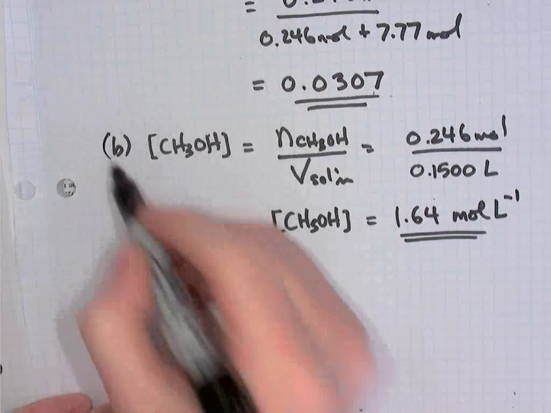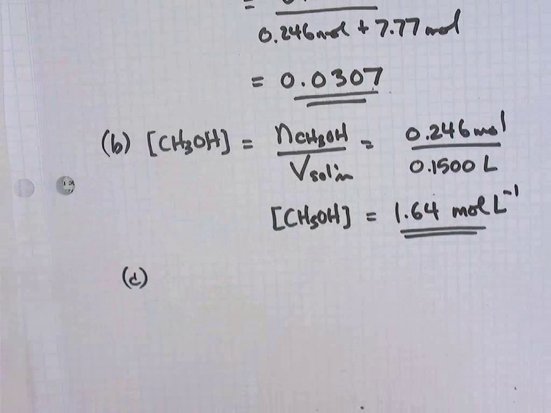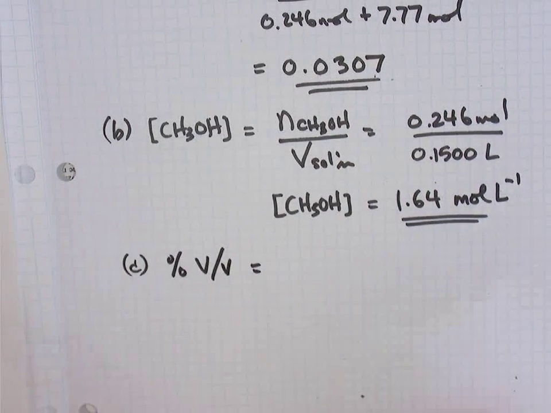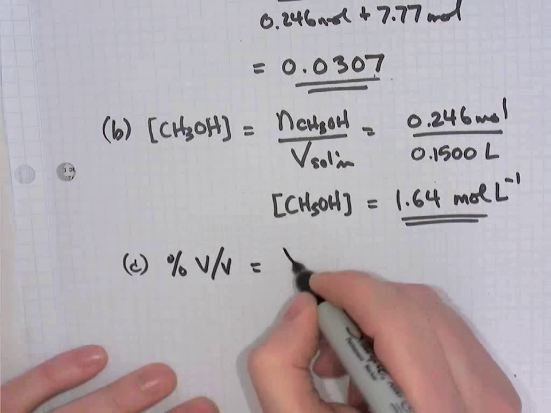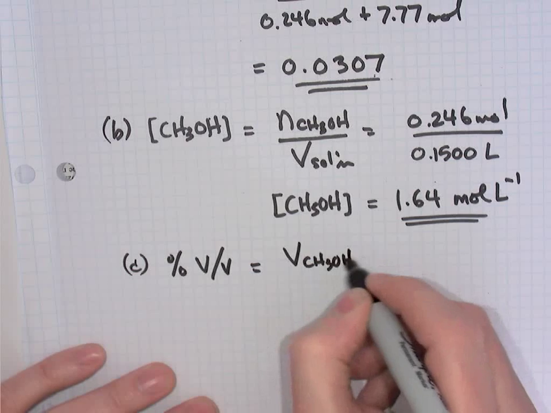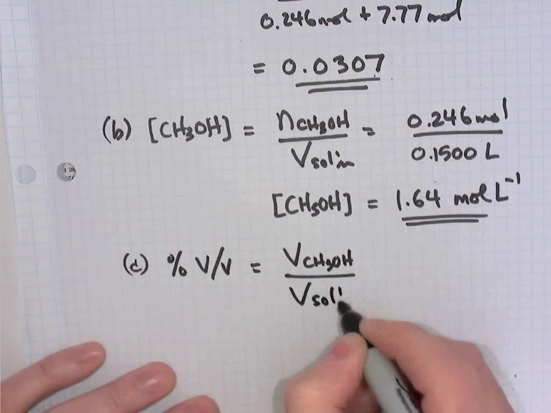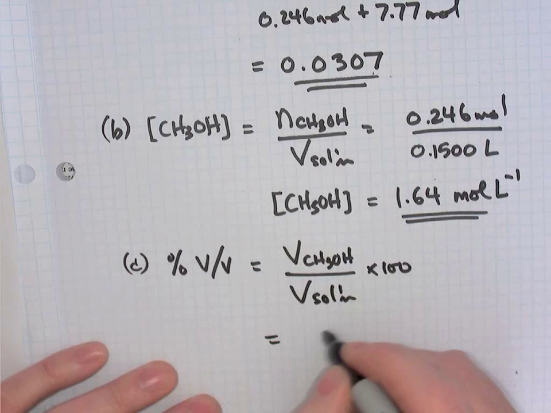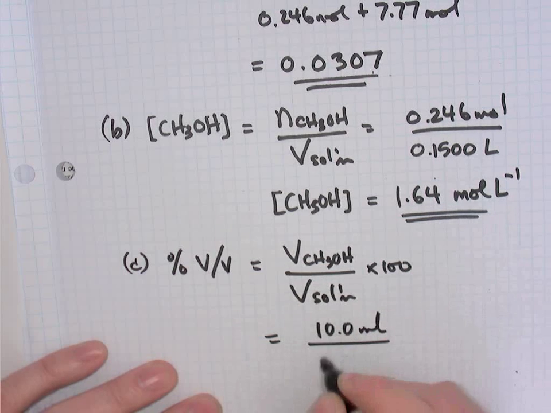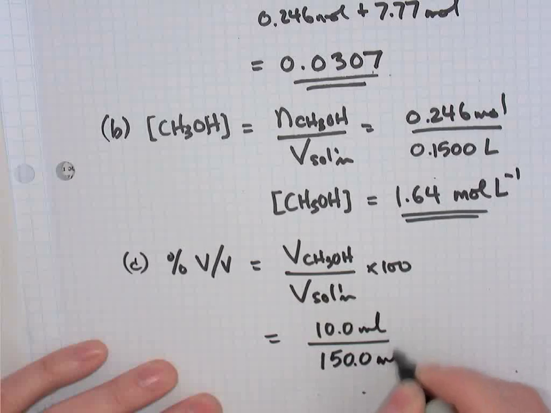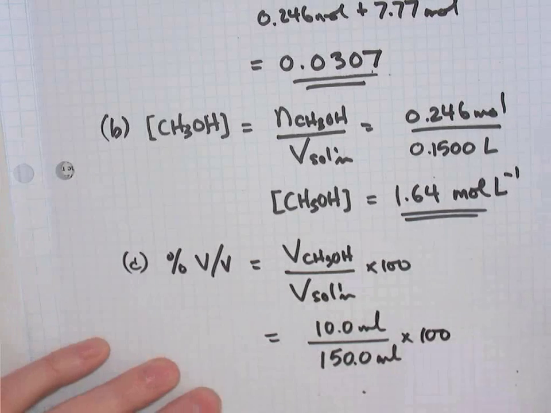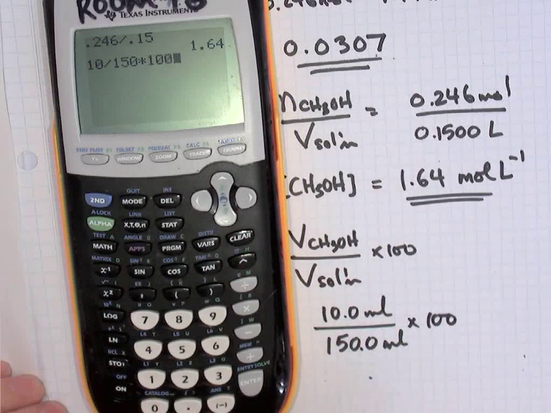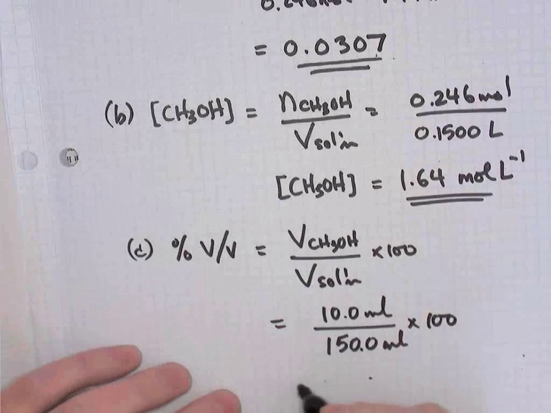Part C asked us to find the percent volume by volume. The percent by volume. So that's going to be the volume of the methanol divided by the volume of the solution times 100. So the volume of the methanol was 10.0 milliliters. The volume of the solution, if we assumed that it was additive, 150 milliliters, times 100. So 10 divided by 150 times 100, 6.67 with 3 significant digits percent.